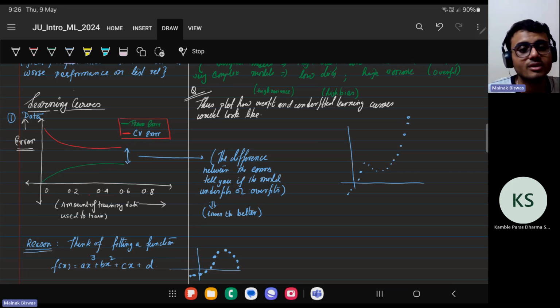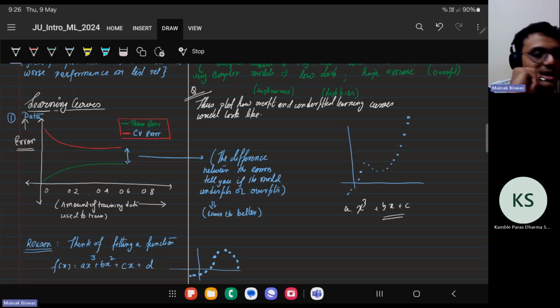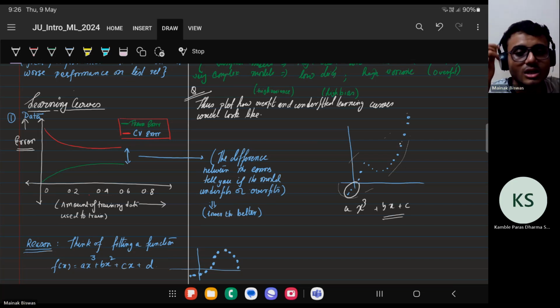Right? I am giving you a function that you're going to use here, say a cubic function, ax cube plus bx plus c. What happens is you will be given some training points and some test points. Initially, I will take only a few training examples, say 1%, 2%, and I'll try to fit it.